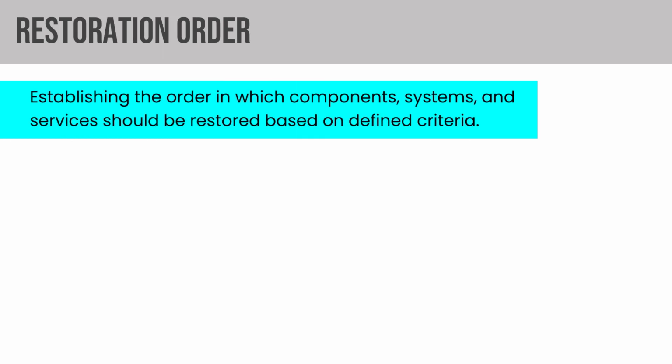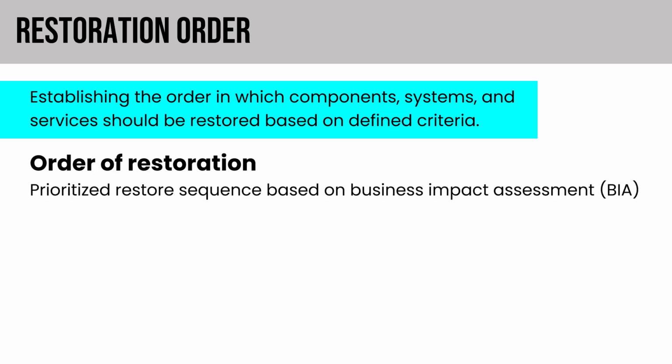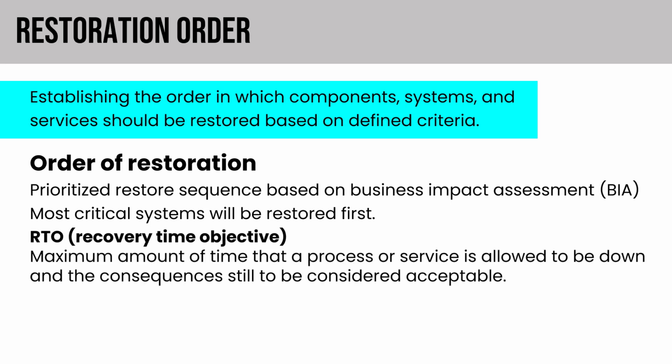So restoration order. This is establishing the order in which components, systems, and services should be restored based on defined criteria. So prioritizing sequence can be based on business impact analysis, so the most critical systems will be restored first typically. And we'll base decisions on metrics like the recovery time objective, which is the maximum amount of time a process or service is allowed to be down and the consequences still to be considered acceptable.